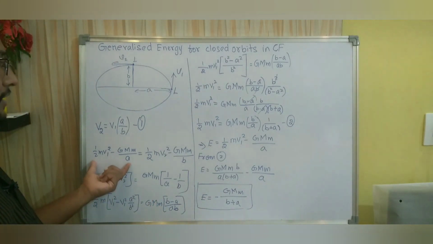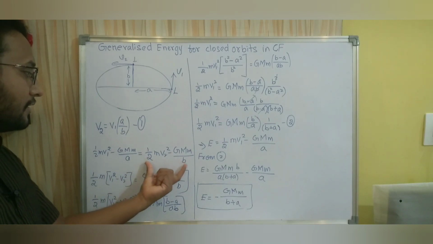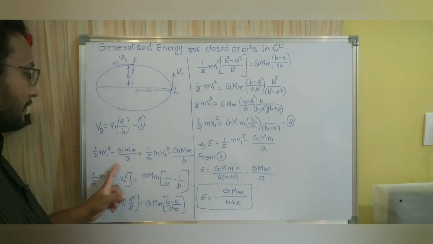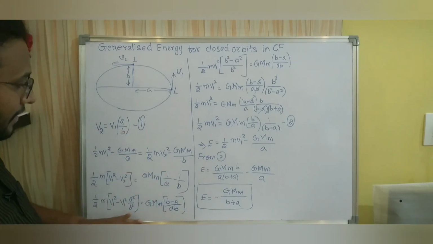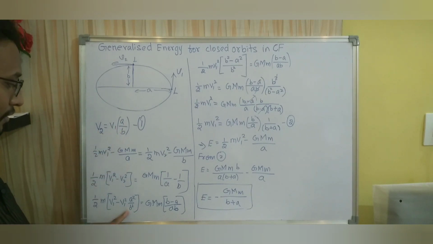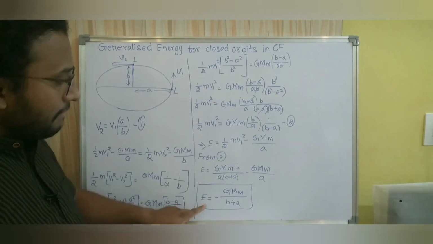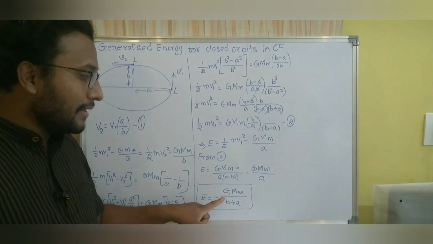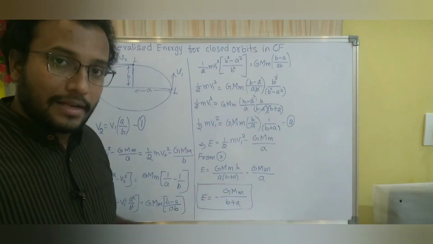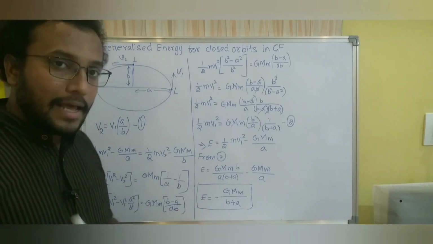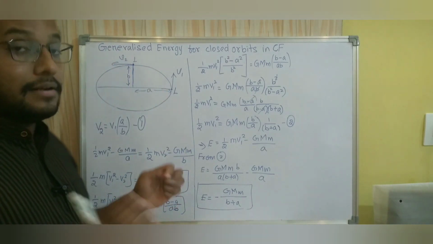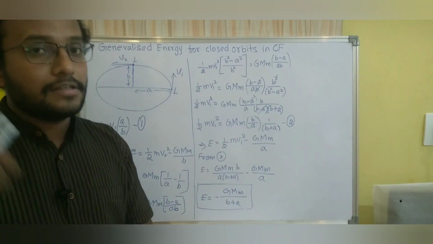This is the total energy of the planet at this position, and this is the total energy of the planet over here. Because the total energy is the same, I have equated them. And finally we go on simplifying this just by substituting V2 as V1 into A by B. Finally we get this equation E is equal to minus GMM divided by B plus A. So it is very clear that the total energy of the planet comes out to be negative. That is obvious because the motion of the planet is restricted around the sun itself, it cannot escape out.